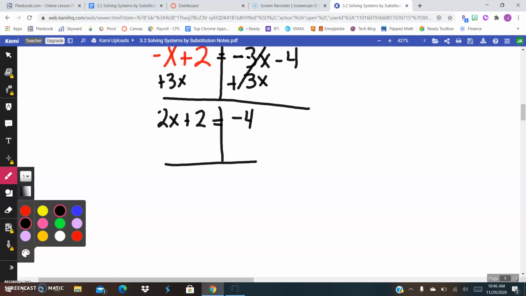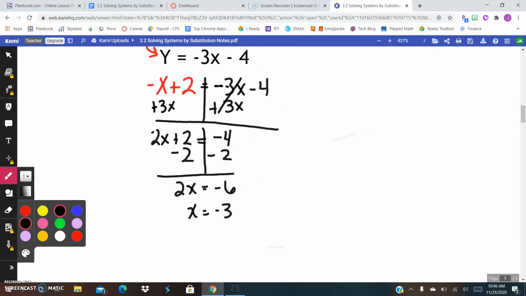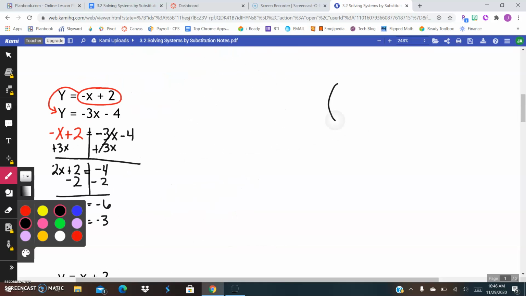Now solve. So we're going to have to minus 2. We'd have 2x equals -6. And 2 times -3 would give us that -6. So we know now that x is -3. So in our ordered pair, we can put -3 in the x spot.